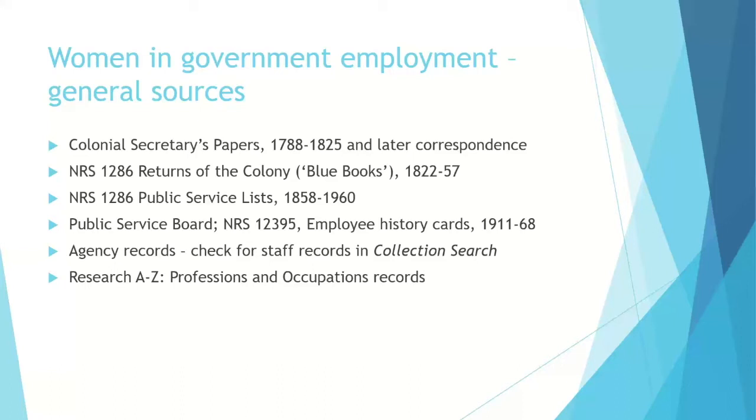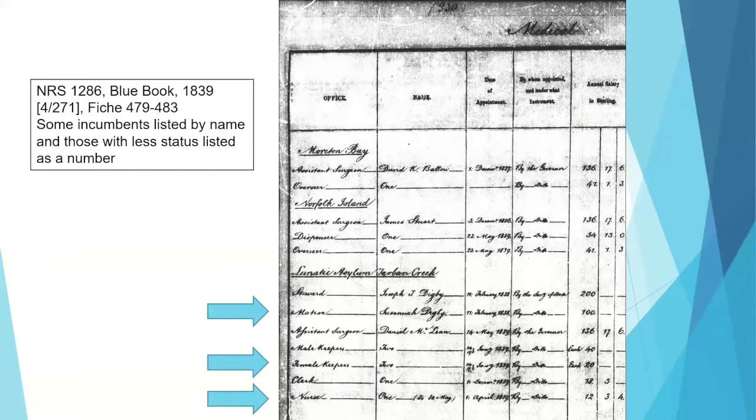And then for different government agencies, we do have staff records from a lot of agencies. Not all agencies, unfortunately, but a lot we do keep records from. So thinking Public Works or the Railways or Department of Education, for example, we do have staff records. And another place you can look is the Research A to Z in the Professions and Occupations records there. So here we have an example from the Blue Books, which were returns or lists that were sent back to the UK yearly.